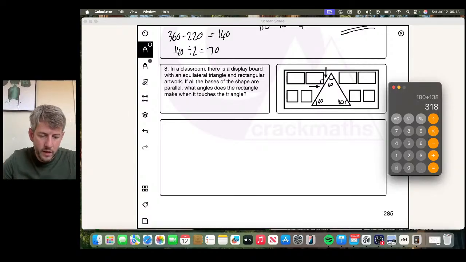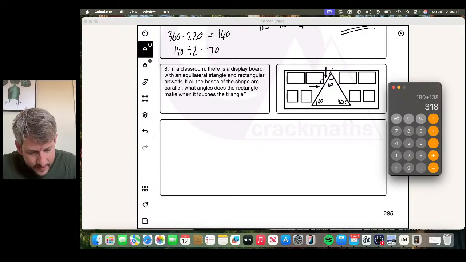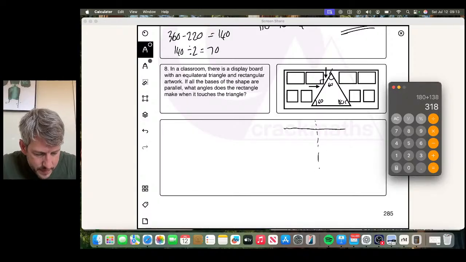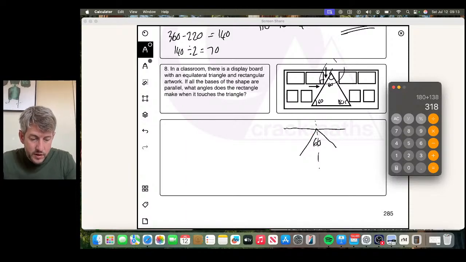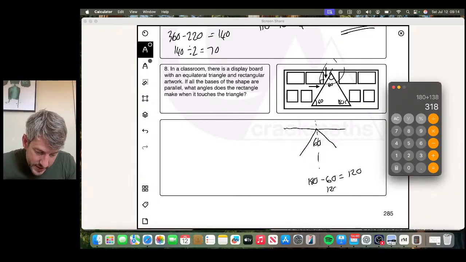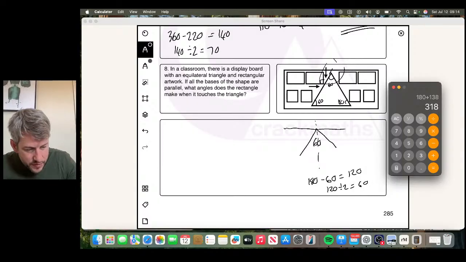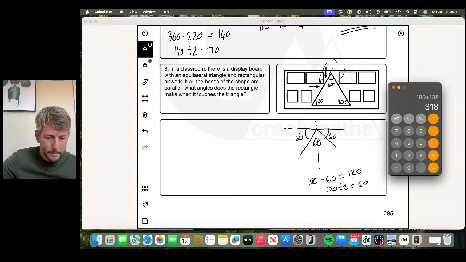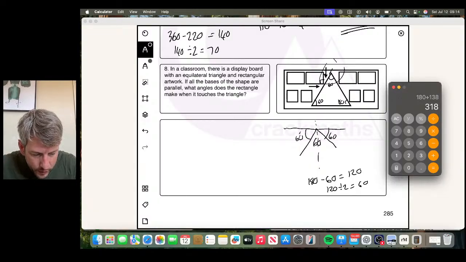Okay, if all the bases are parallel, that means up here, this is going to be a symmetrical situation, where it's got a line of symmetry here. I'm just looking at this bit here. So this is 60. Now these two angles have to be the same. So 180 take away 60 equals 120. 120 divided by 2 is 60. So these are both 60. So that's 60 there. And that's 60 here. Okay. This bit here will be a right angle.